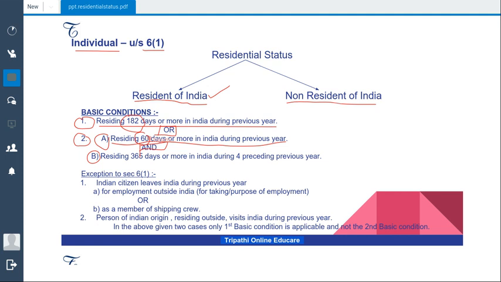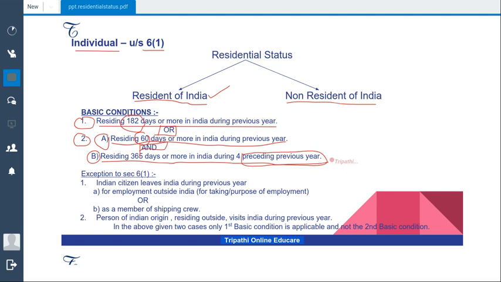So the first part of the second basic condition says you will have to stay in India for a minimum period of 60 days in the previous year. Along with this, you will have to fulfill the second part. And the second part is residing 365 days or more in India during the 4 preceding previous years. Now what is a preceding previous year? The year immediately preceding, or in fact all the years preceding the previous year, will be termed as preceding previous years.